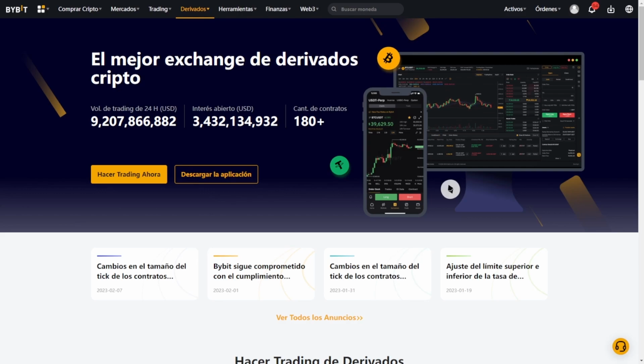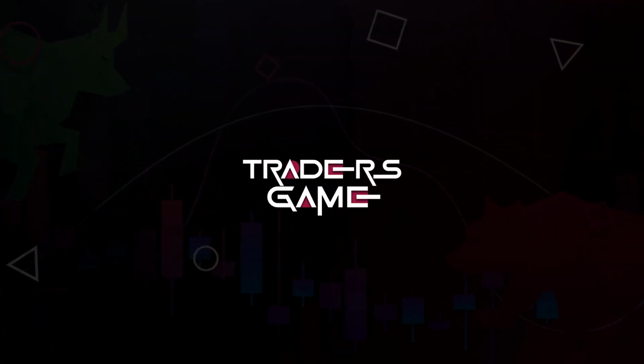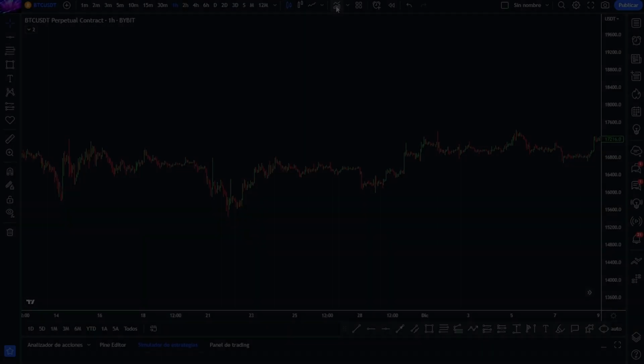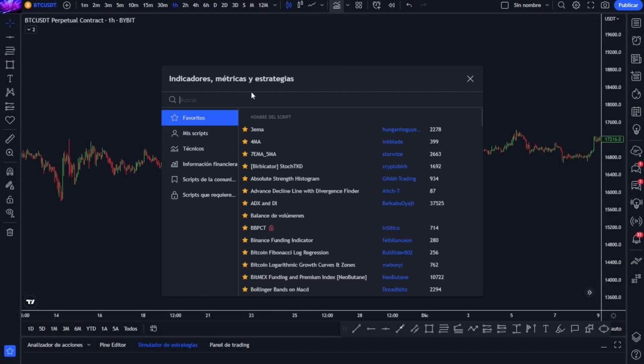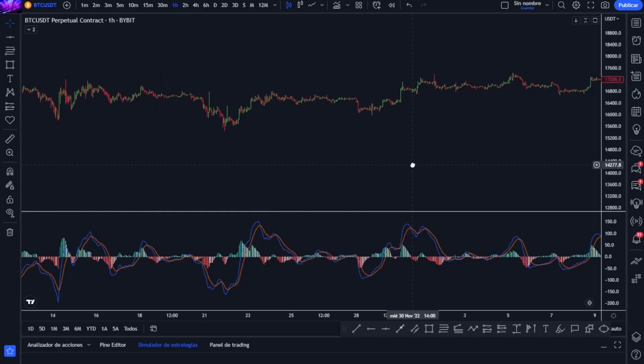And now let's get started. As I said, this strategy is based on the MACD indicator. Here it is. We simply write MACD in indicators and we would get the convergence-divergence of the moving average. We click and this is what would appear.